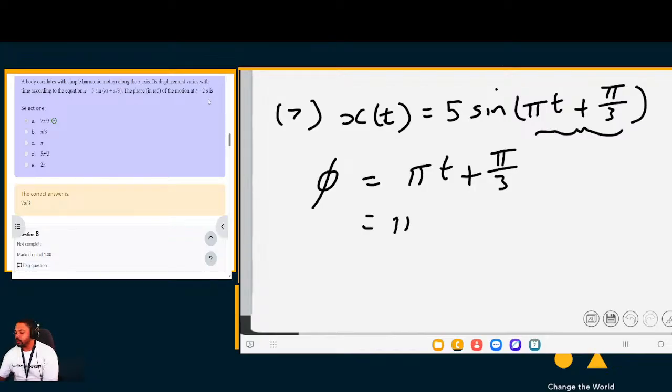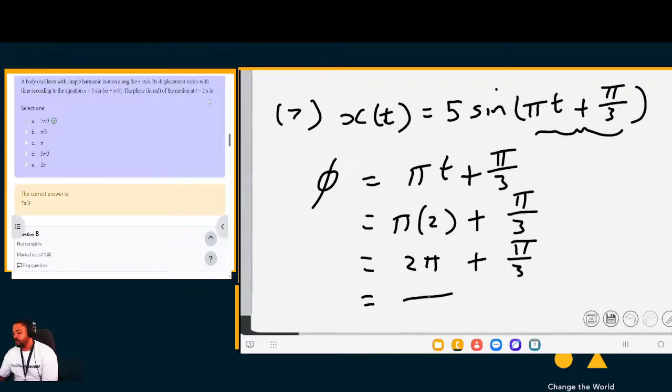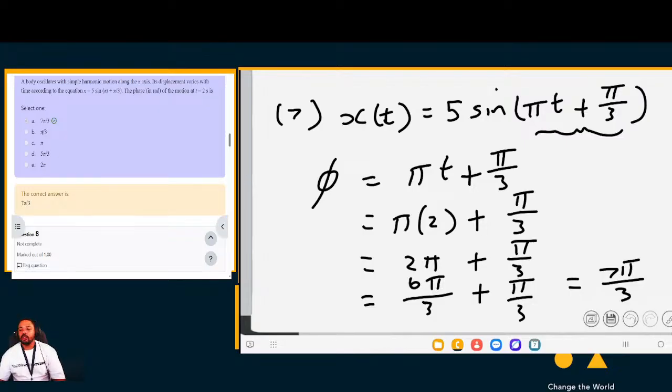If you were to plug in 2 seconds there, that's 2 pi plus pi over 3. Now, you can do just the old way of adding up. 2 pi is just 6 pi over 3 plus pi over 3. The denominators are the same, so it's 7 pi over 3. 7 pi over 3 is the phase, and that is the correct answer. Moving on.